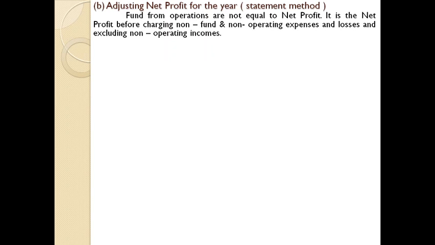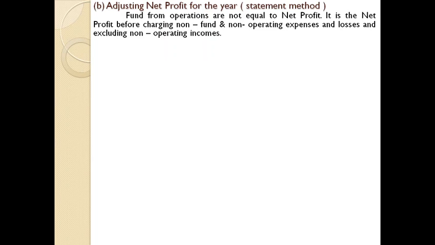So next one, second method is adjusting net profit for the year. This is a statement method, and funds from operations are not equal to net profit. As I have told earlier, it is net profit before charging non-fund and non-operating expenses and losses and excluding non-operating income. The concept is that the net profit of the organization shown in the profit and loss account is actually the computation after including operating as well as non-operating items.